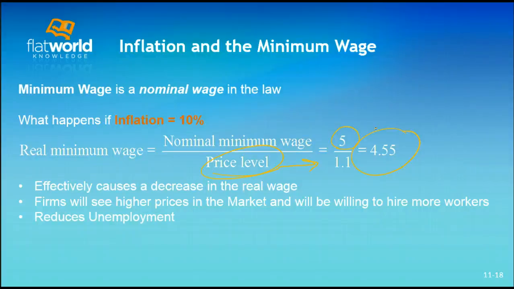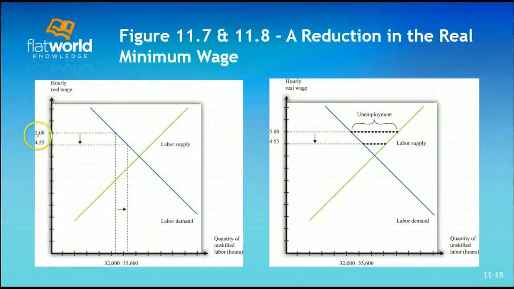We could reduce unemployment. Let's look at this graphically. We went from having a $5 wage rate to a real wage rate of $4.55. Whereas at a $5 real wage rate, firms were willing to hire 32,000 hours of work, now they are willing to hire 35,600 hours of work. So we've just added 3,600 hours of labor demand. That means whereas previously at $5 unemployment was this big, unemployment is now smaller.